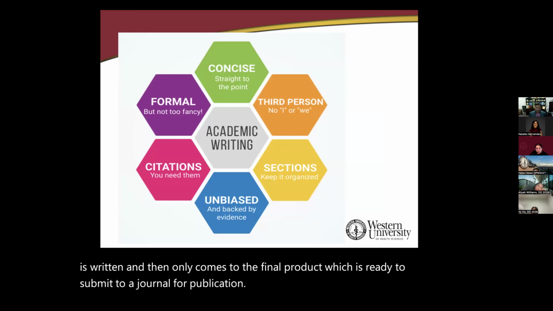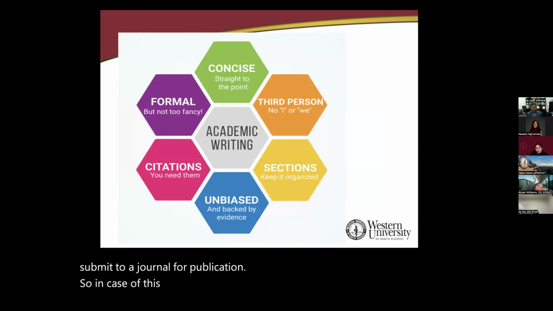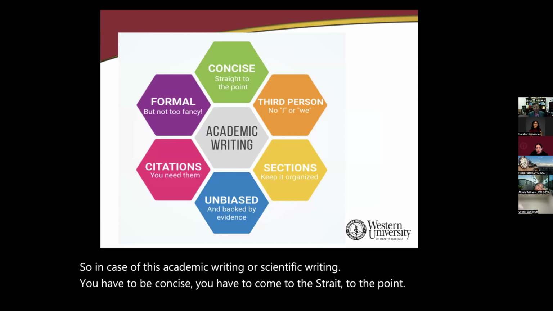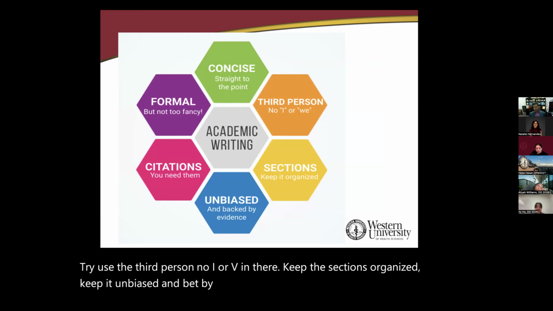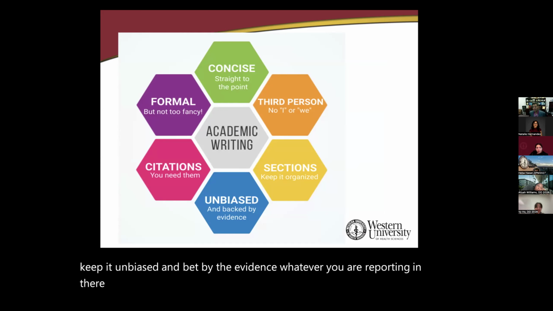So in the case of academic writing or scientific writing, you have to be concise. You have to come straight to the point. Try to use the third person, no I or we in there. Keep the sections organized. Keep it unbiased and backed by the evidence. Whatever you are reporting in there, whether it is your finding, you have to back it up with your raw data and all the data available if needed.